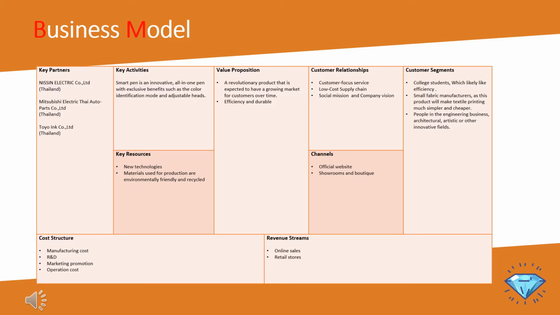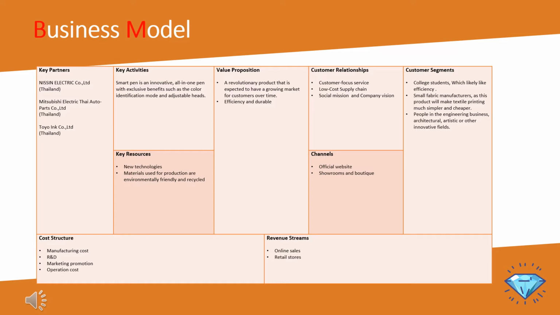For the business model, we have segmented our customers into three: a college student who is likely efficient, and a small fabric manufacturer that produces textile printing, which is much simpler and cheaper. And we targeted people who move into the engineering business, architectural, artistic, or other innovation fields.